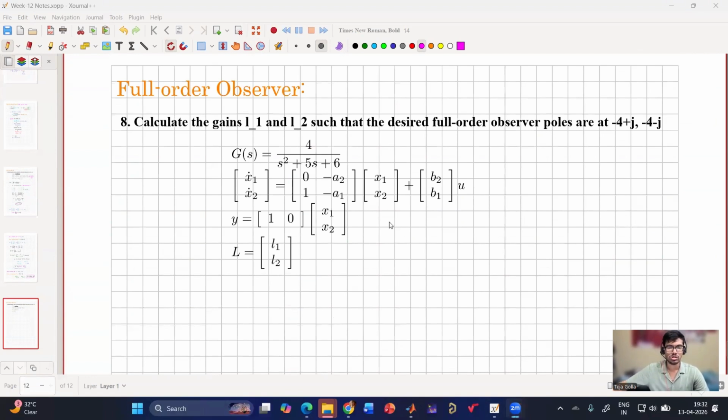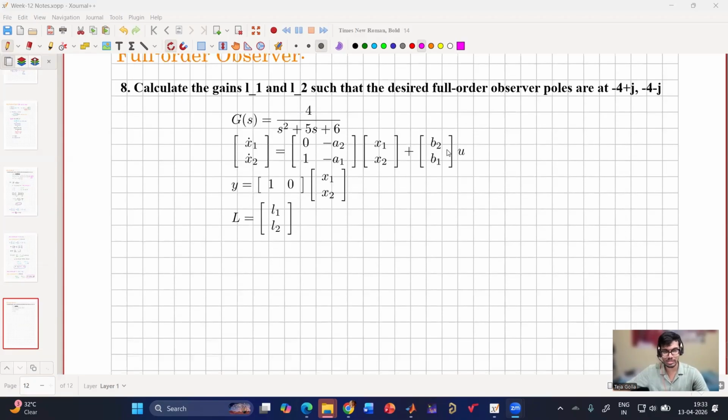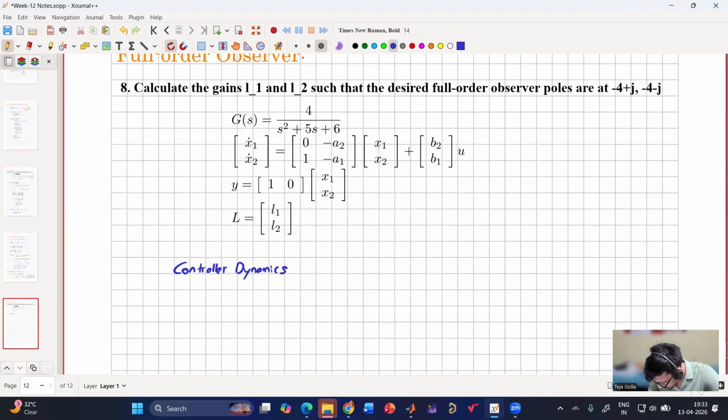Yes, sir. Clear. Okay, so now let us solve the same thing, but now it is a full order observer. And they're asking for L, actually it is L1 and L2. I'm not going into the details and the math, because that is already taught by sir. So I'll give you the state feedback controller dynamics and observer dynamics. Controller dynamics are defined by the A minus BK matrix, and observer dynamics are defined by A minus LC.